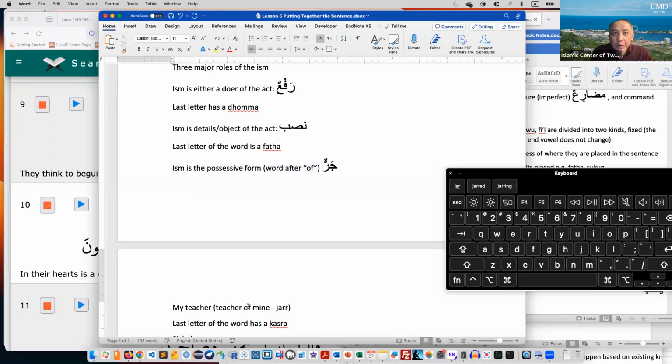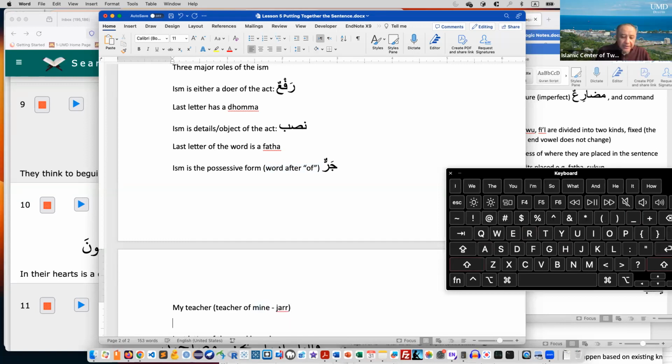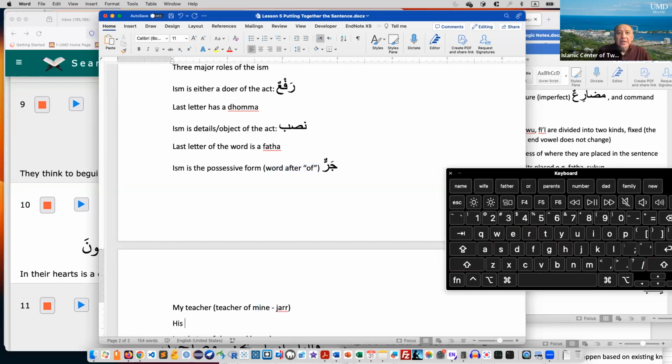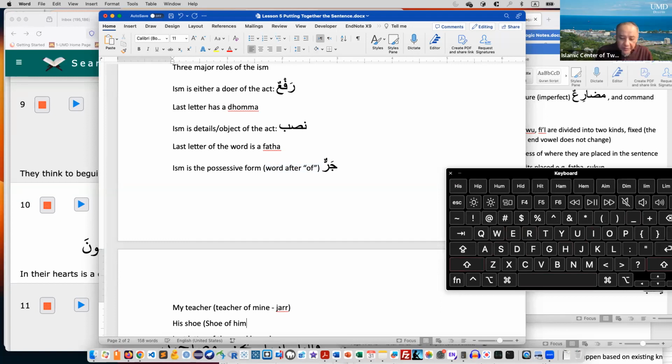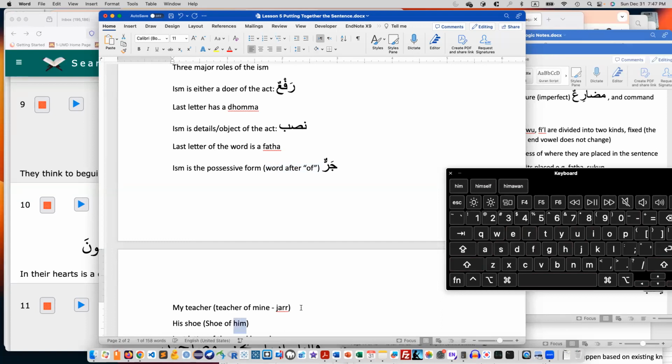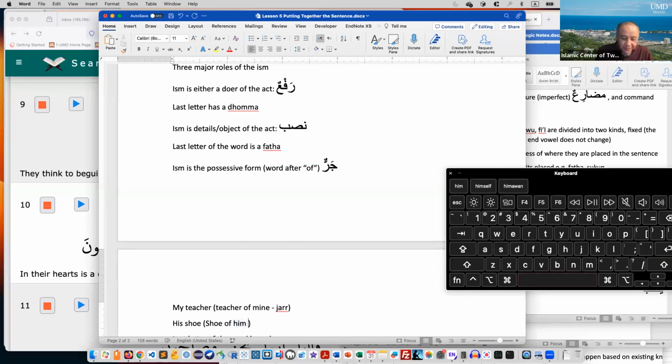Got it? What is after of? After of is mine. For example, his shoe. In Arabic, it's shoe of him. So the word after of is him, right? So him is the one that is jar. That means it has a kasra. It's got a kasra.